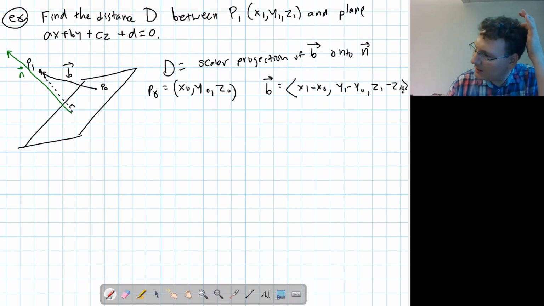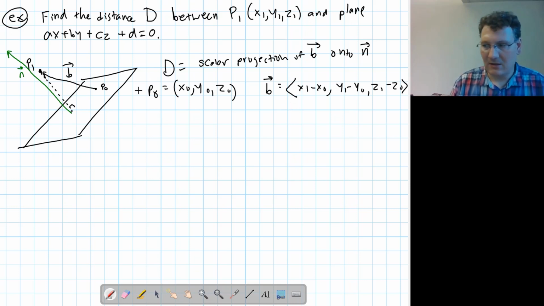And then if we were to find the scalar projection onto n, remember, d is going to be the magnitude of n dot b over the magnitude of n. This is the equation for the scalar projection of b onto n. You have to go back a few sections to review that, but this is the equation we want.